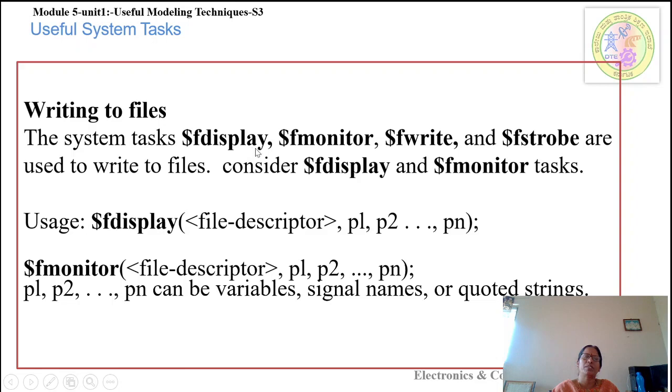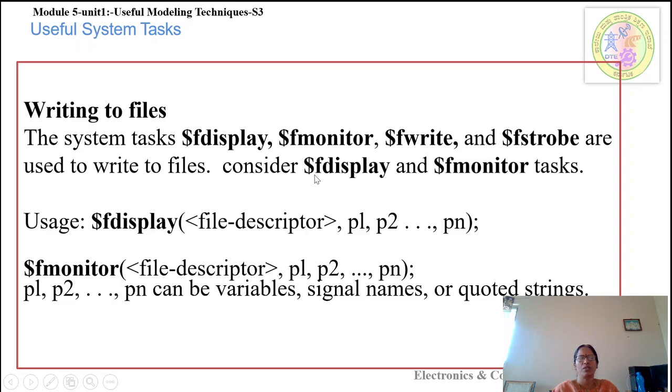$fdisplay, $fmonitor, $fwrite, and $fstrobe are used to write to the files. Here we are considering $display, $fdisplay, and $fmonitor. Whenever we are using file handling, we need to use this F for all the tasks. F is used for the file handling system tasks, and the dollar sign mentions that it is a system task.